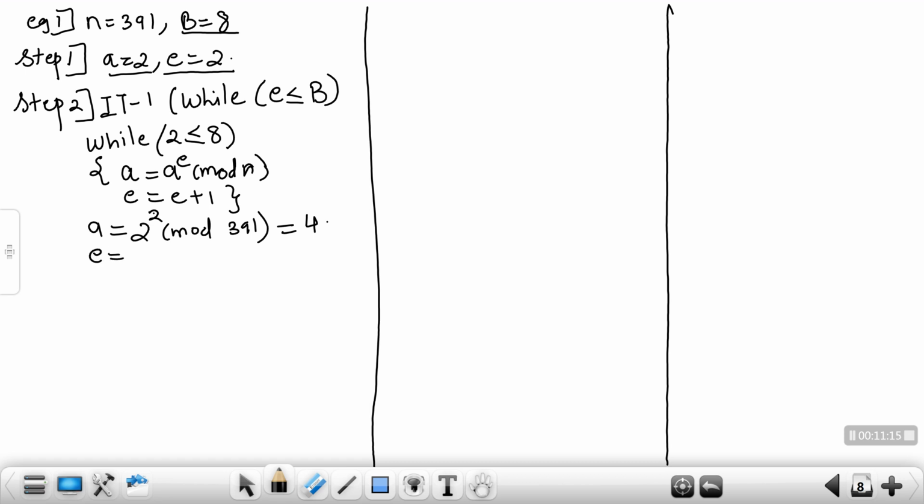Now what will be the new value of E? The initial value of E is 2, plus 1, which will be equal to 3. So the new value of E will be equal to 3. So we are done with iteration 1.